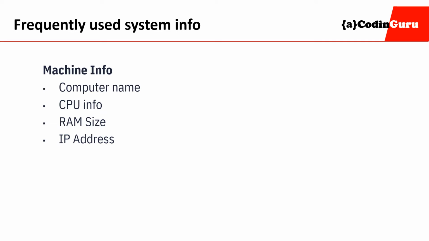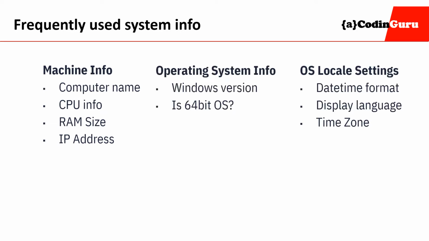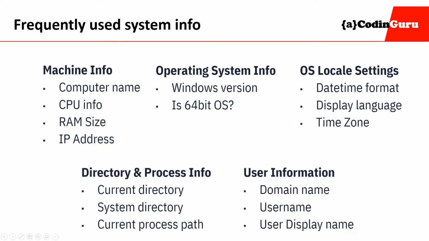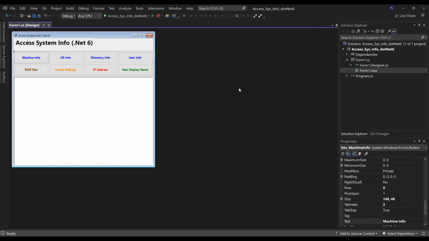From time to time, you'll need to get system information into your code, such as machine info, operating system info, language and locale settings, the working folder information, and of course, the user information. In this episode, I'm going to show you how to utilize the System.Environment namespace to retrieve values of those items I marked in blue. Let me open my Visual Studio 2022.